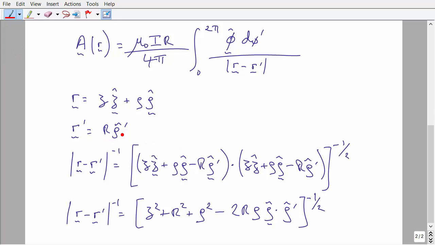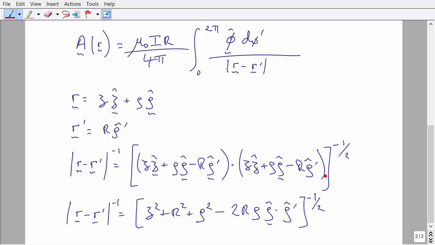Okay, so I've written out our expression for R, and I've written out our expression for R prime. I would like 1 on mod R minus R prime, so I've written this as R minus R prime to the minus 1. If I want to take the mod square of a vector, I dot it into itself. This would be the mod square. I then have to take the square root of that vector and the reciprocal of the square root, so I've got a factor of minus a half here.